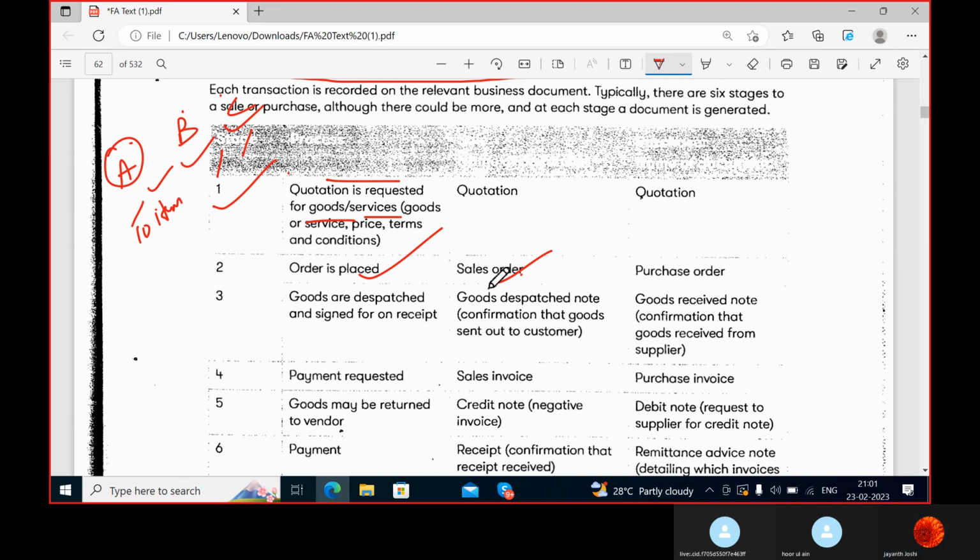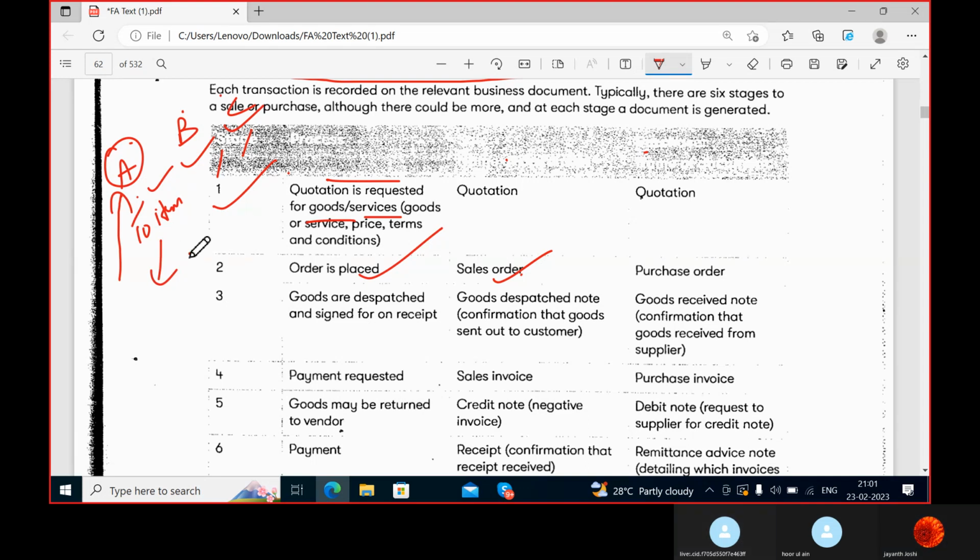Okay, correct? That means we want to buy, no? So here things are not clearly given. So what I understand is, being the buyer, we will place a purchase order with them, correct? And our customers will give what to us? Sales order. Please tell yes or no.